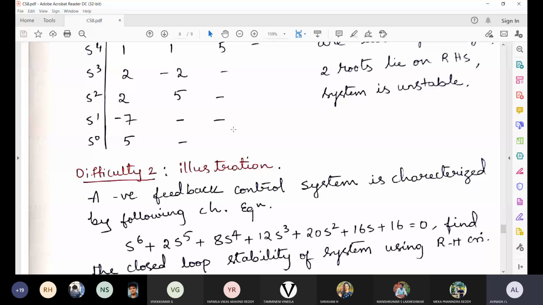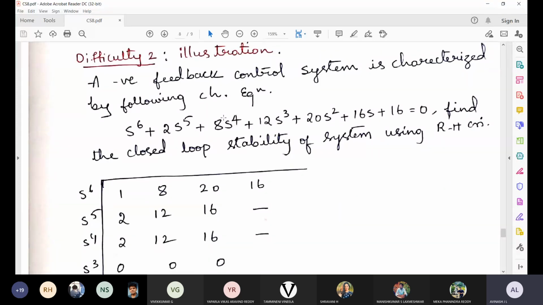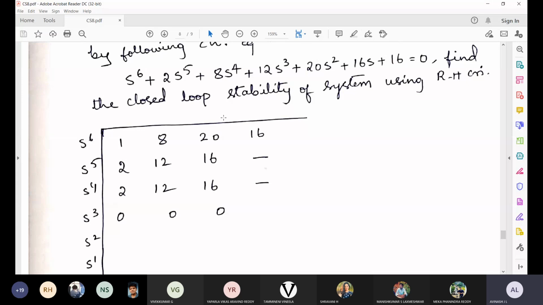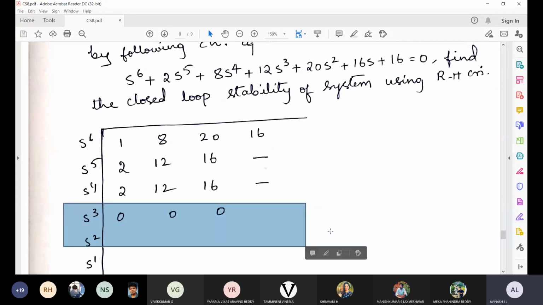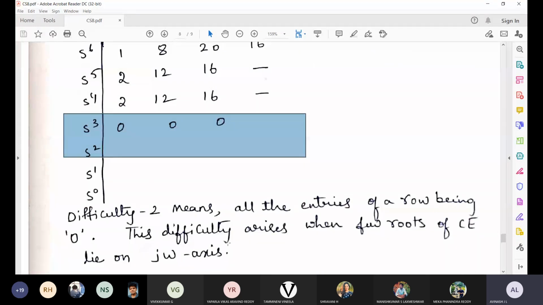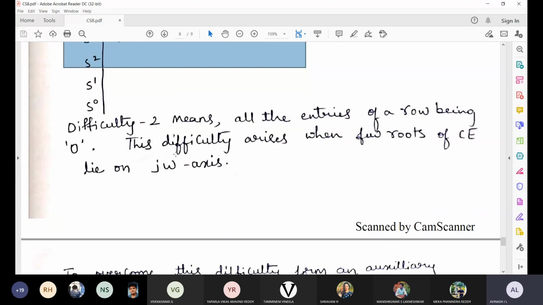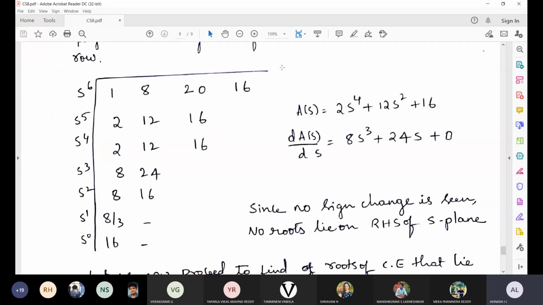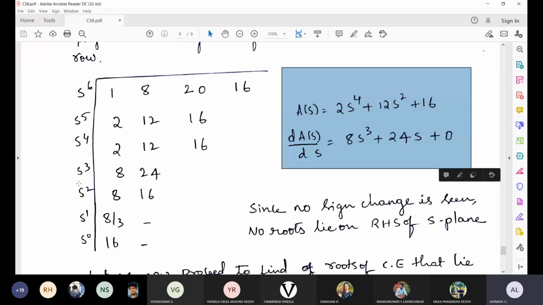Next is difficulty level 2. What does difficulty 2 say? The entire row is 0. Once the entire row itself is 0, we cannot go for the next process, because 0 into anything is 0, so all will become 0. At that time, as I told you, we have to consider the auxiliary equation. The auxiliary equation will be the equation above the null row. Null row means the 0 row.